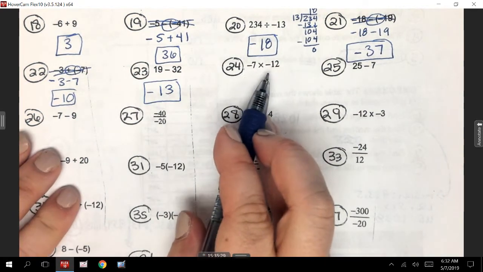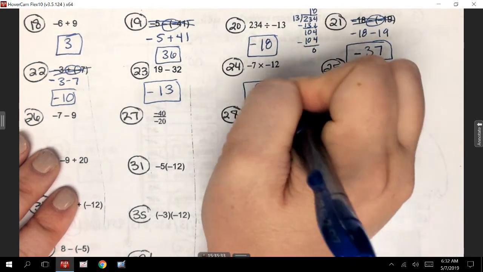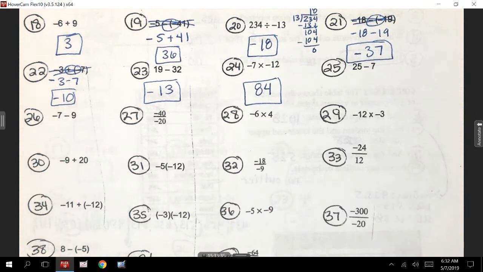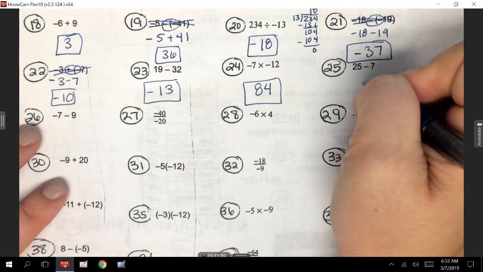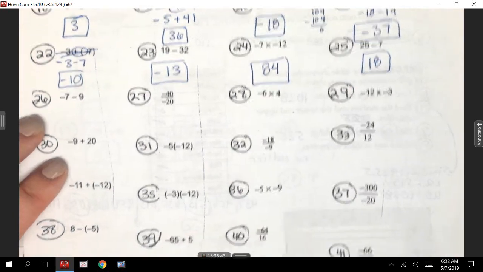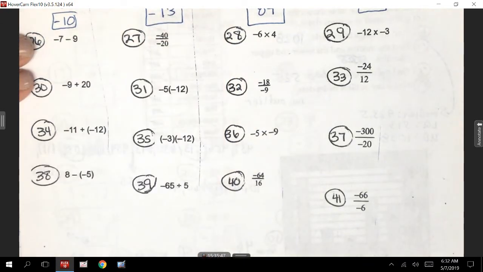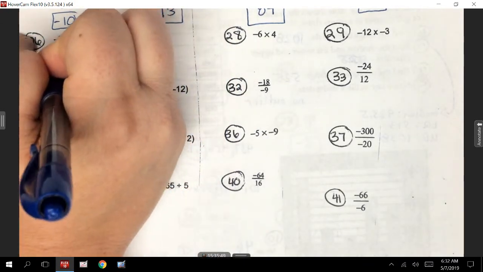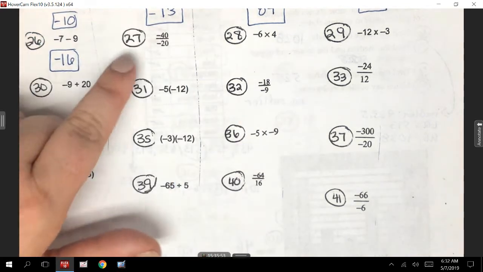Here I'm multiplying 7 times 12. I know 7 times 12 is 84, and it's a positive because they're the same sign. Remember, that's a different rule for multiplication. 25 minus 7 is going to give me 18. It's just basic subtraction, regular problem there. All right, 7 minus 9, same sign, which means I'm going to add them together. So I'm going to get 16, and I'm going to make that a negative since 9 is biggest.